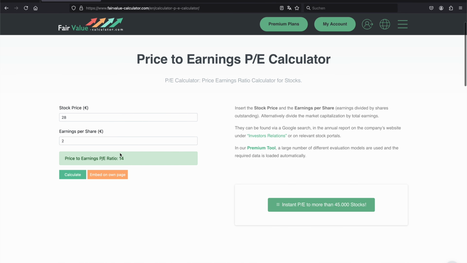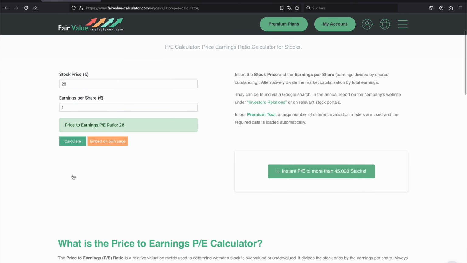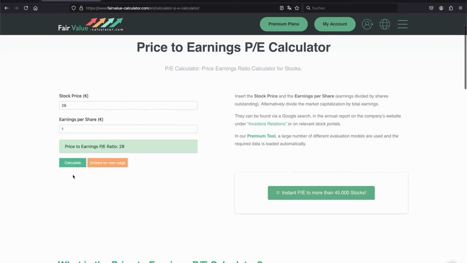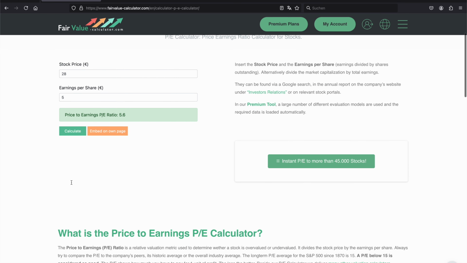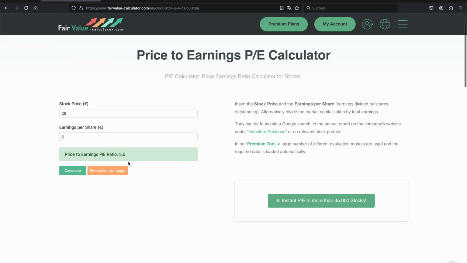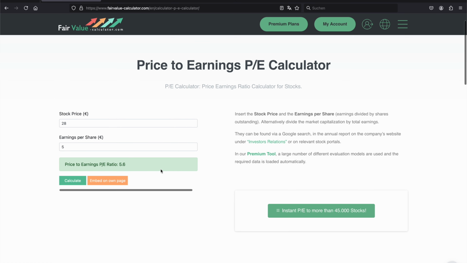Using the PE ratio is crucial for identifying undervalued stocks or spotting growth opportunities. For example, in times of market volatility, fundamentally strong companies may trade at lower PE ratios, offering excellent buying opportunities for long-term investors. By regularly analyzing PE ratios with the help of tools like the Fairvalue Calculator, investors can make well-informed decisions and enhance their investment strategies systematically.